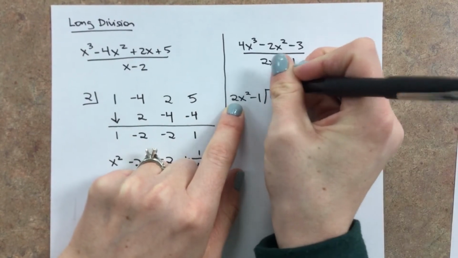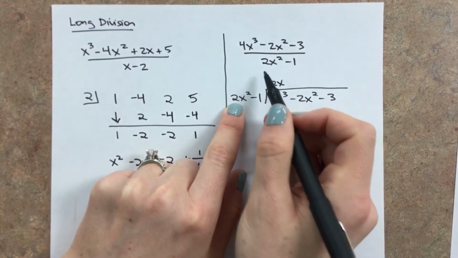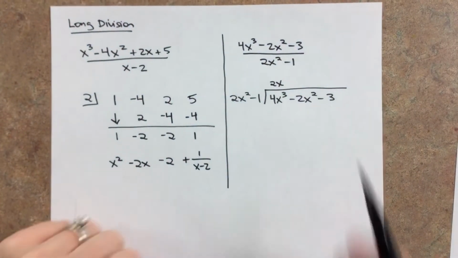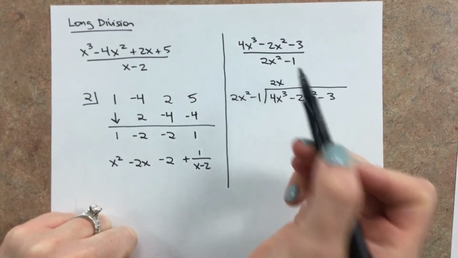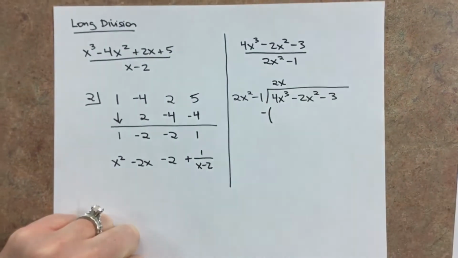So I put the 2x in this spot right here, just like you do with numbers. With numbers, it'd be like, how many times does this divide into this? You put the answer up here. And then we take this 2x, multiply it by the divisor right here, and we subtract it from the current polynomial.